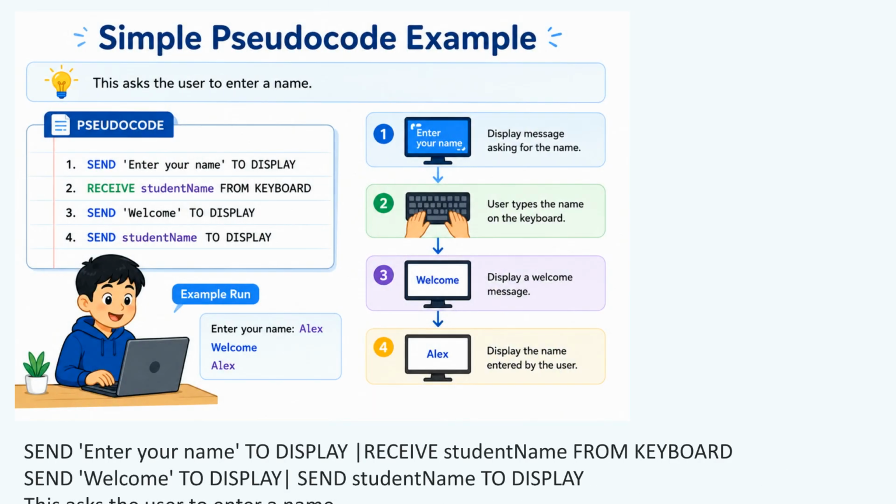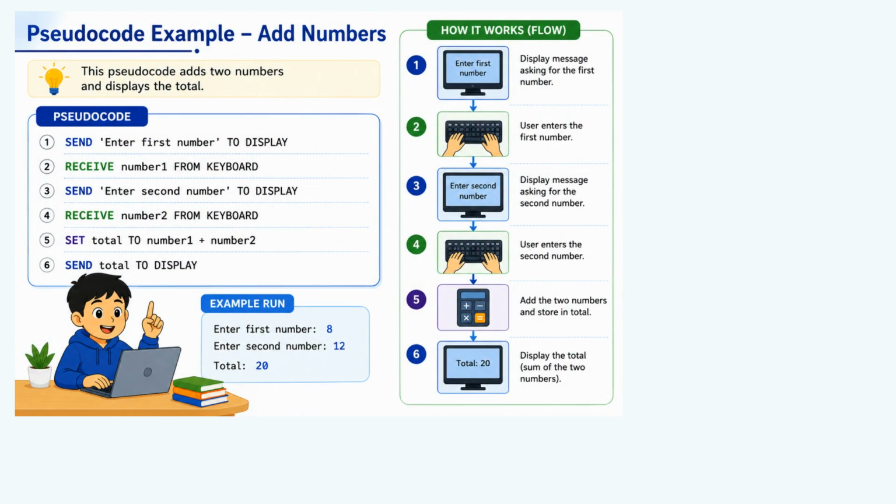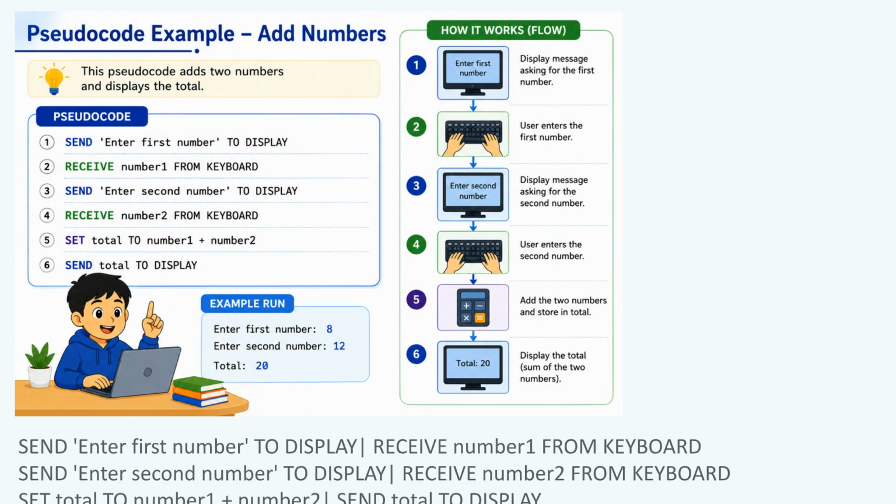This simple pseudocode example asks the user to enter a name. The program first displays a message, receives the input, and then displays a welcome message followed by the name entered by the user. This pseudocode example demonstrates adding 2 numbers. It asks for and receives 2 numbers from the user, sets the total to the sum of the 2 numbers, and then sends the total to be displayed.